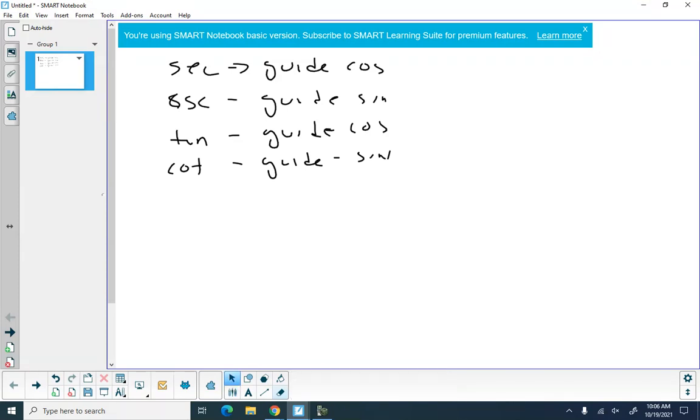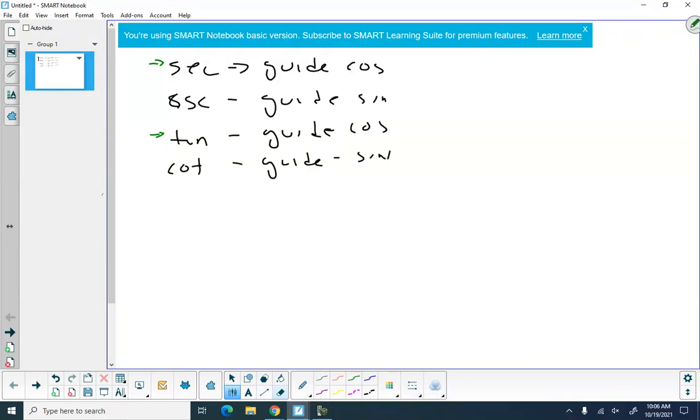Okay, yesterday we started talking about graphs of the reciprocal trig functions: secant, cosecant, tangent, cotangent. When I'm dealing with the secant and the tangent, our guide is going to be the cosine. If we have a co there, cosecant and cotangent, our guide will be the sine. So that's something you can put in your mind. When I have a cosecant or cotangent, my guide is my sine. Tangent and secant, the guides will be the cosine.